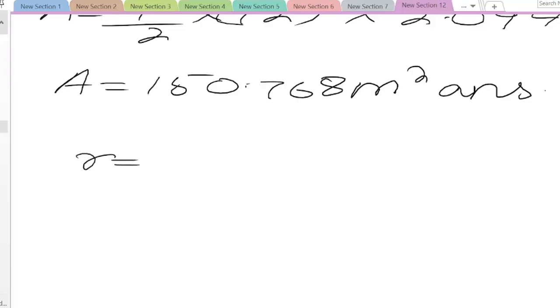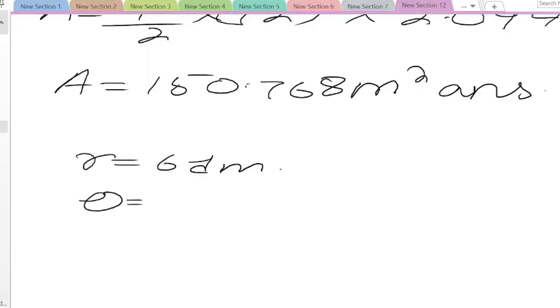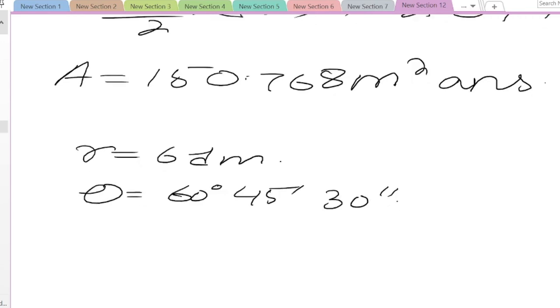So let's write the value of the radius, which is 6 dm. After that we have theta, and what is theta here? 60 degree, 45 minute and 30 seconds. Okay, so let's convert this.